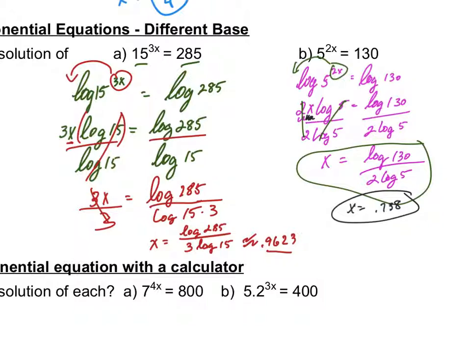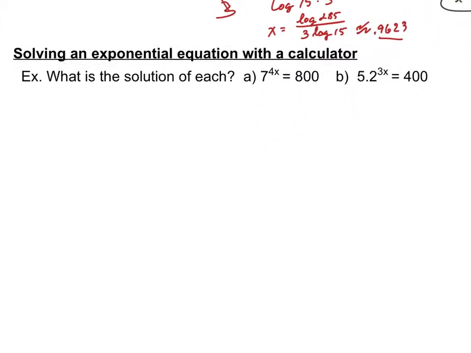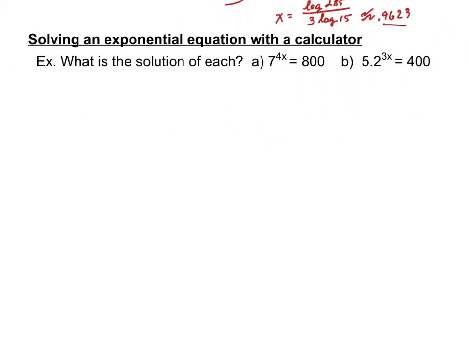Let's see, going with this next problem, solving an exponential equation with a calculator. We've actually been doing that when we put that log in there, but we can do it here again. I know that there are going to be no common bases between 7 and 800, so I need to take the log of both sides. So I find the log of 7 to the 4x is equal to the log of 800.